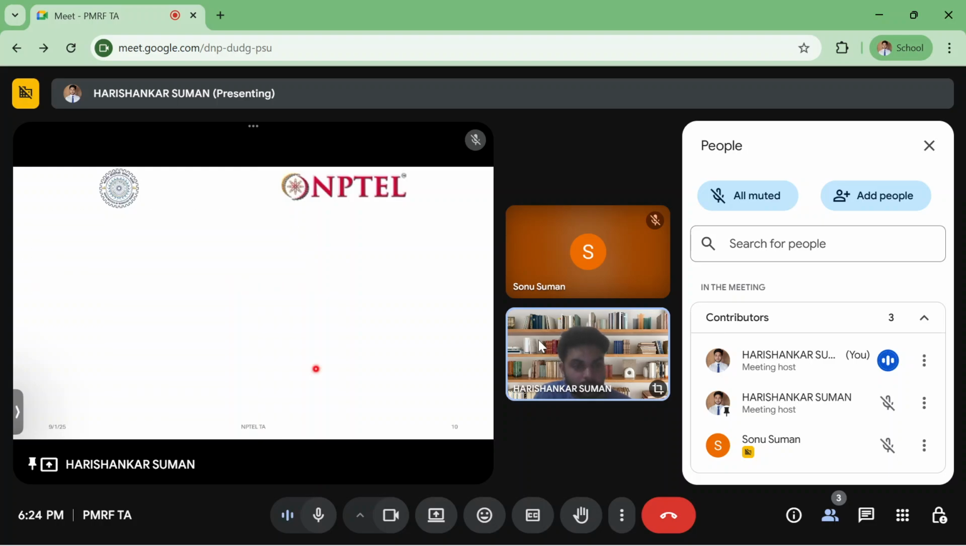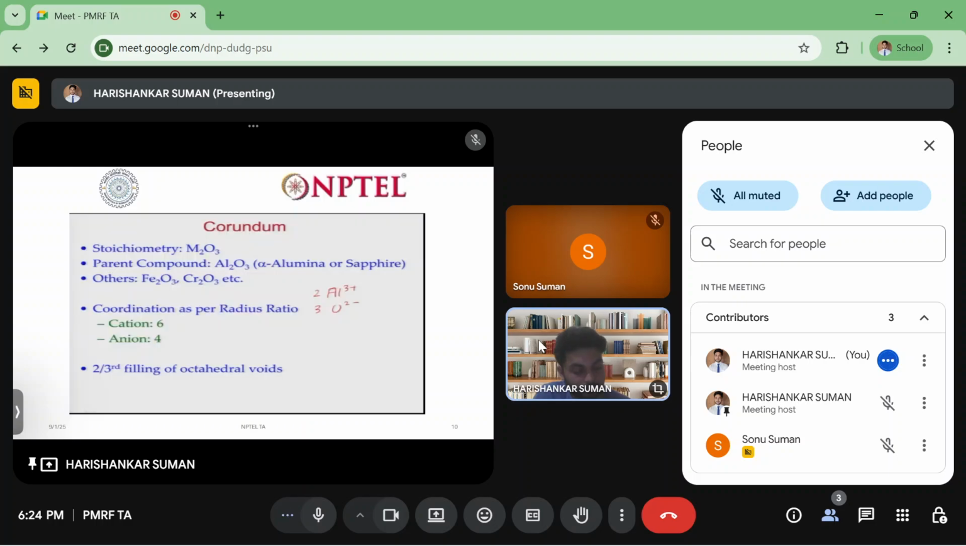So let's move on to the next question. Next, we will discuss the corundum-like structure M2O3. The parent compound is alumina, Al2O3, and others are Fe2O3, Cr2O3, etc. The coordination number of the cation will be 6 and of the anion will be 4, with two-thirds filling of the octahedral holes.